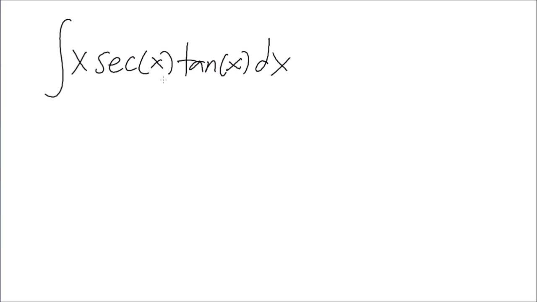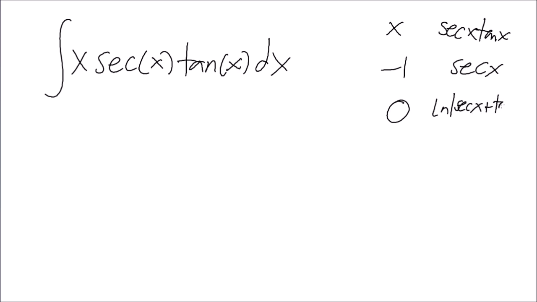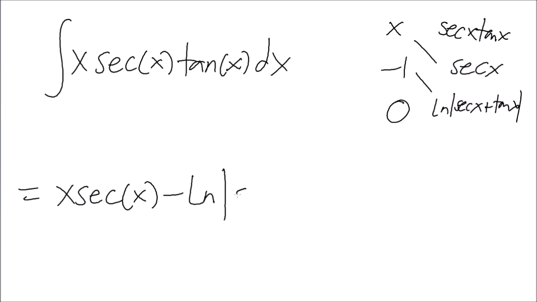Here I know that the integral of secant x tangent x is secant x, so it would be easier to do integration by parts by doing that, right? Okay, so this is secant x, this is negative 1. We can actually keep going, we can go further, right? The integral of secant x, that's just ln of secant x plus tangent x. So now we go like this, and now our answer is just straight up x secant x minus the ln of secant x plus tangent x.